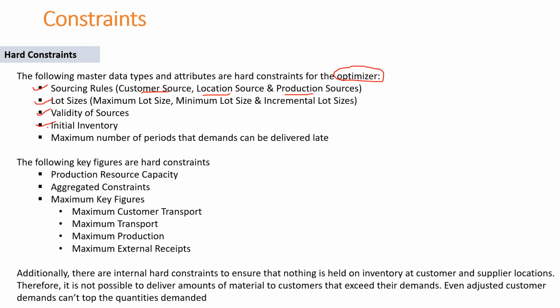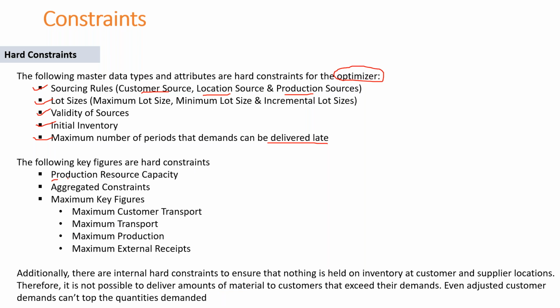Initial inventory, that means how much inventory is lying physically in the locations. Usually it comes from the S4 system through an interface, and the interface runs every day, and then you will get the initial stock. Maximum number of periods that demands can be delivered late. We'll see that. I have a scenario for it. We'll run it today. The following key figures are hard constraints.